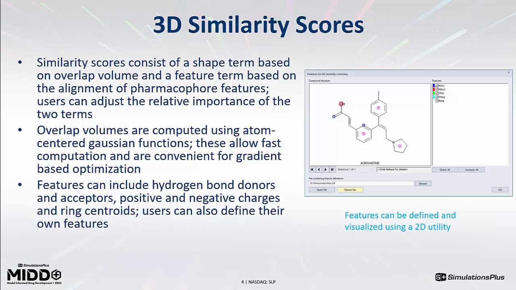The similarity score consists of a shape-based term that is based on the overlap volume and a feature term based on alignment of pharmacophore features such as hydrogen bond acceptors and donors, positive and negative groups, and ring centroids. Overlap volumes are computed using atom-centered Gaussian functions that are convenient for gradient-based optimization.